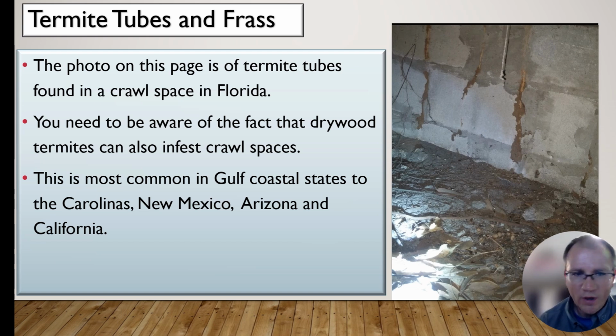The photo on this screen is a picture of termite tubes found in a crawl space in Florida. One of the things I want you to be aware of is the fact that drywood termites can also infest crawl spaces. This is going to be most common in the Gulf coastal states to the Carolinas, even places like New Mexico, Arizona, and California. So if you're in the Midwest, the Northeast, the Upper Plains, you're definitely not going to have a problem with this. But it is something to note that there can be drywood termites, and you're going to be looking for things like frass and their fecal pellets in the crawl spaces.